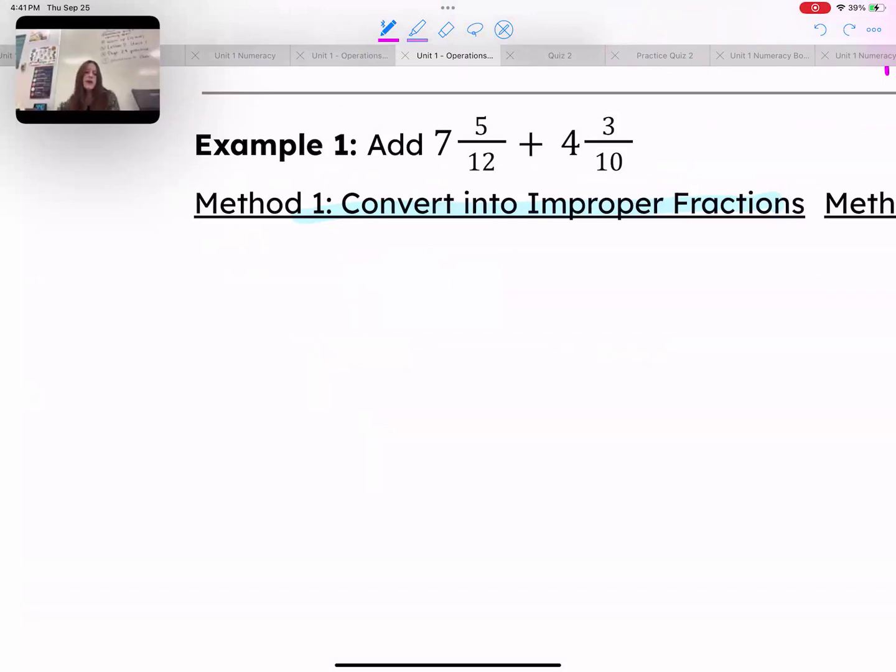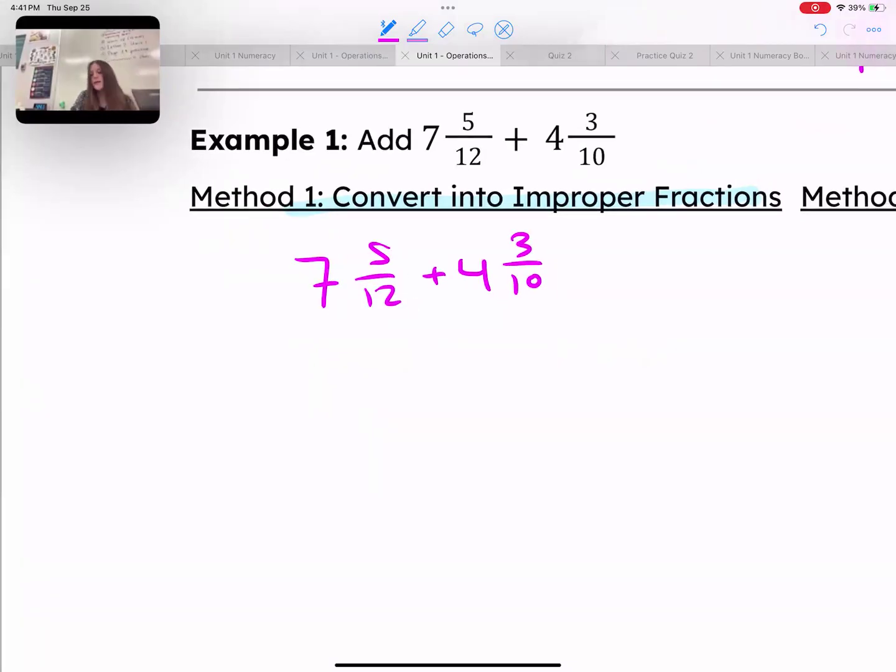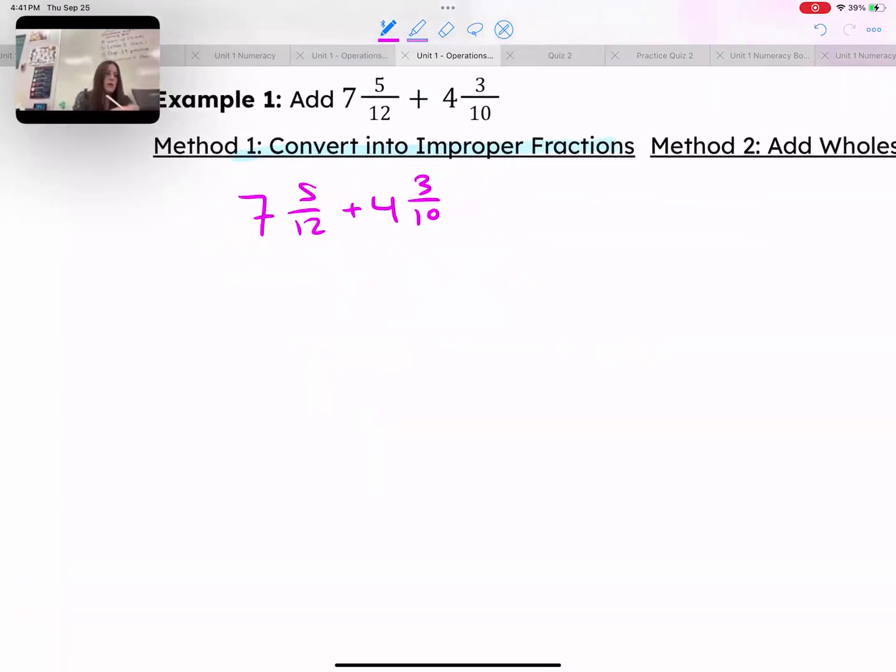Okay, so for this first one, I'm going to rewrite my equation here. 7 and 5/12 plus 4 and 3/10. I am going to put it as an improper fraction first. So I'm going to multiply the 7 times 12, and I'm going to add the 5. So 7 times 12 plus 5 over 12.